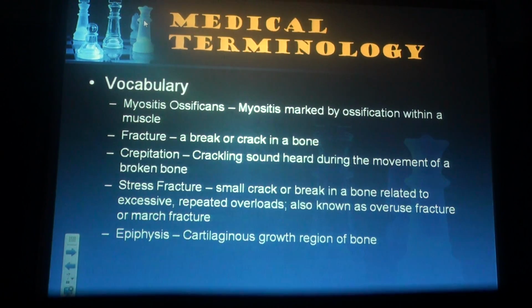Epiphysis, it's a cartilaginous growth region of bone. So basically it's at the end of a bone and it's where cartilage grows. It's the epiphysis, the end of a bone.